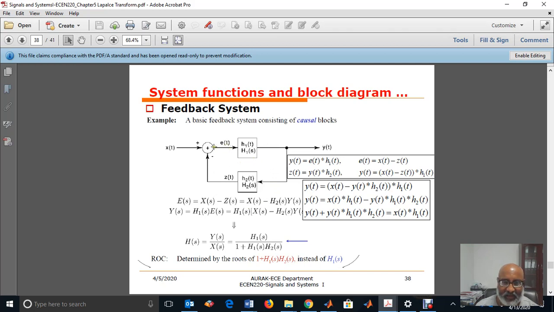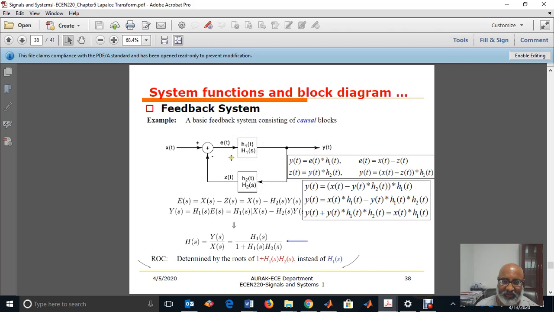This signal is called the error signal, e of t. And this one is an adder. The adder has x of t as input and z of t, the output from the second system, and the output is e of t, the error. The error is x of t minus z of t. So the error function will be an input to h1 of t, the main system, which we call the plant in control theory. The output of the main system is y of t.